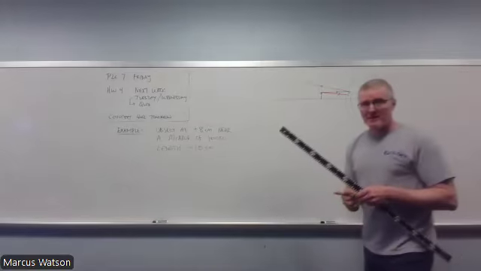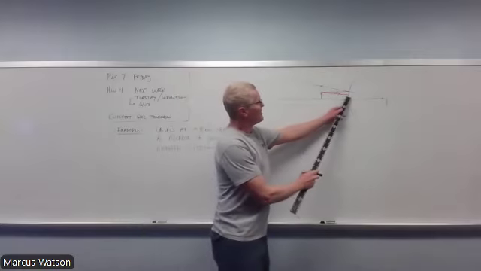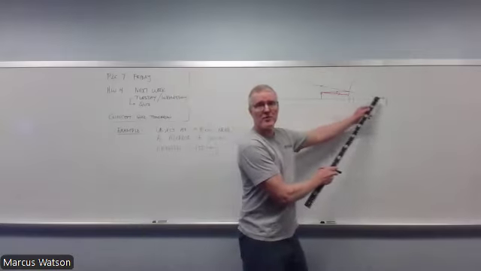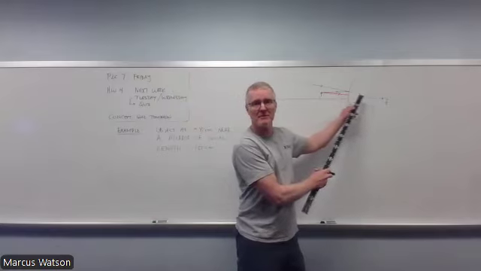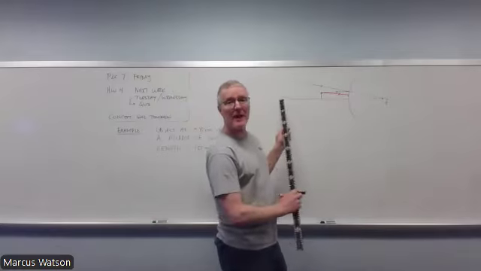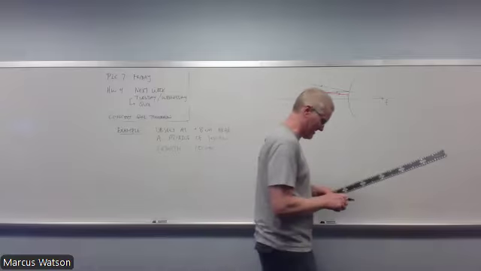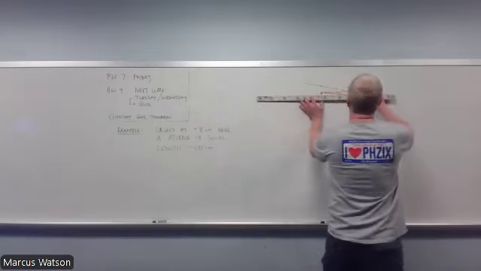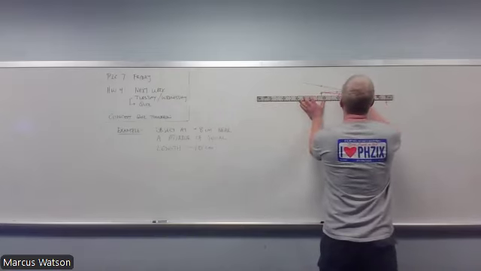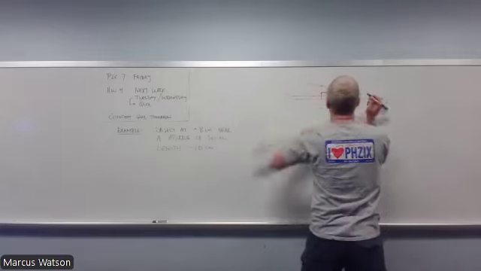Notice though I'm stopping at the mirror. There's no point in continuing this ray towards the focal point. That's just going to cause confusion because the light ray doesn't go there. It hits there and now it comes off parallel. So this ray is going to come out like so, and go this way.